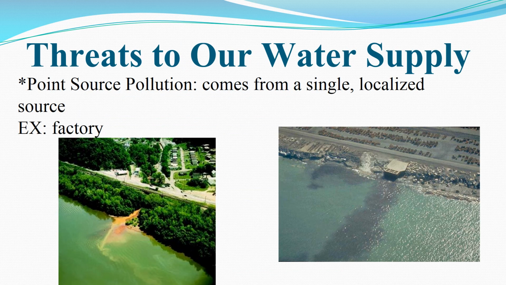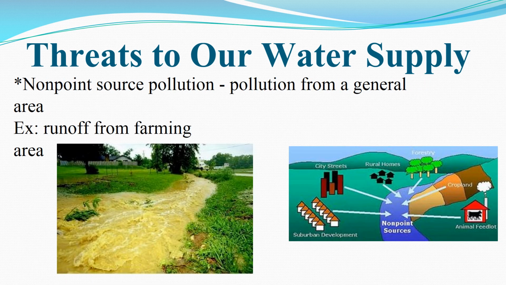Threats to our water supply. Well, pollution. Look at this factory. Look at that water. Like, that's not good. I ain't got to be drinking that and swimming in that. So we have to see pollution is a big threat. Pollution from general areas like farming. So you see how this water is not as clean, but you see here animals. They have the suburban development, city streets and stuff. So it's just coming from dirt, from poop, from cities, from trash. This is what the non point.